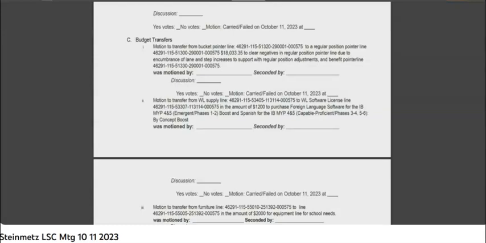Emergent phases 1 and 2 to boost and Spanish for the IB MYP 4 and 5. Capable-Proficient phases 3, 4, 5, 6 by concept boost. Thank you, Ms. Dunn. Open for discussion? Close discussion, roll call for vote.